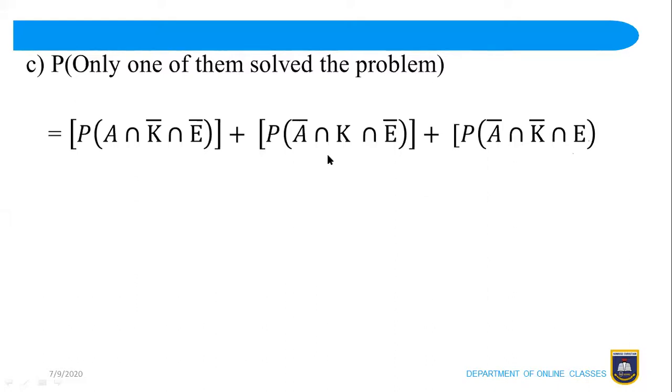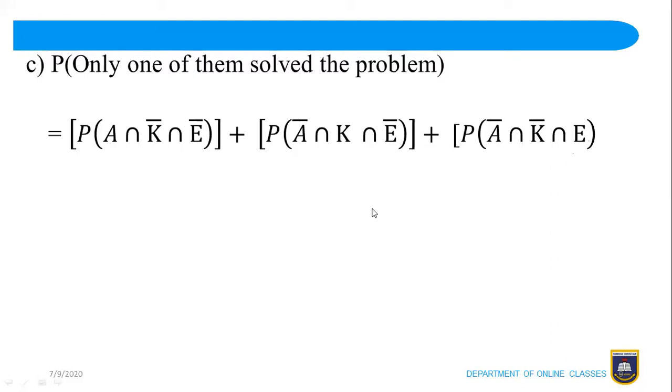In this case, Kwame will solve. If Kwame should solve, then Ernest will also not solve. So at least we have one person here solving. And again, we also have the probability that Abina will not solve and Kwame will also not solve. This time around, Ernest is going to solve the problem.